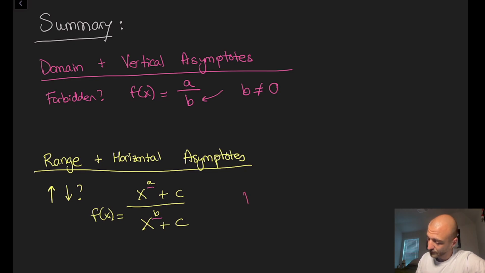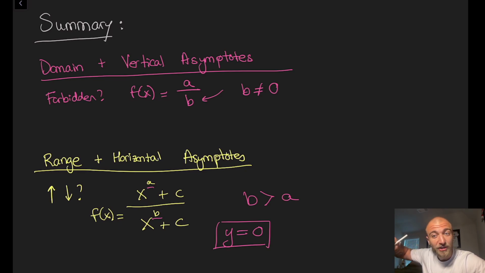If the bottom one, b, is bigger than a, in other words, the x power on the bottom of your function is bigger than the top one, then always, 100% of the time, the horizontal asymptote is going to have the equation y is equal to 0. That's guaranteed to be the case because it's going to eventually approximate 0. That's a fancy way of saying it's going to curve and touch 0, but not quite actually get there.